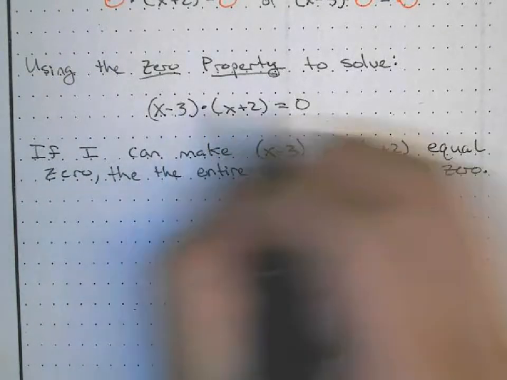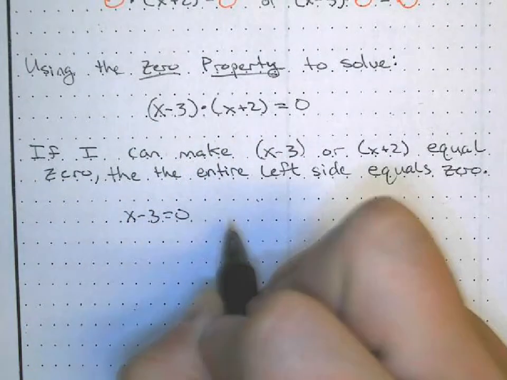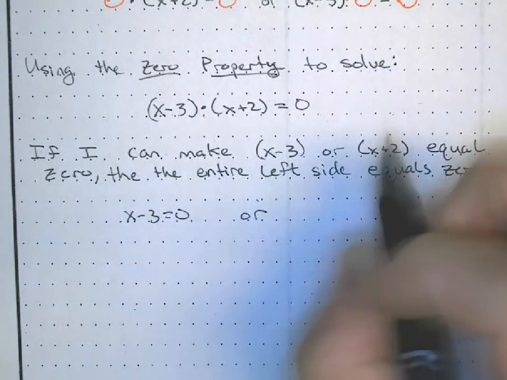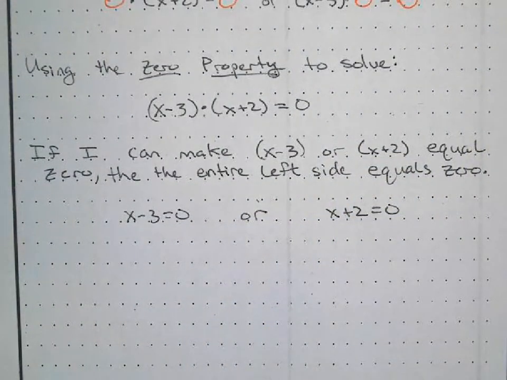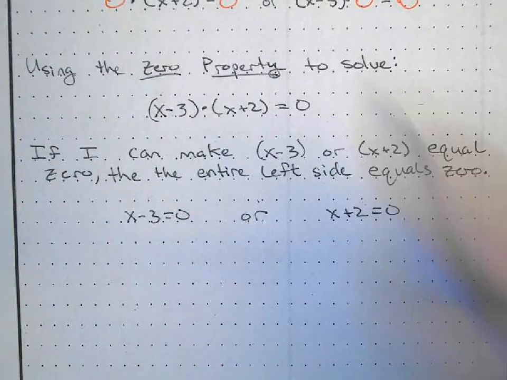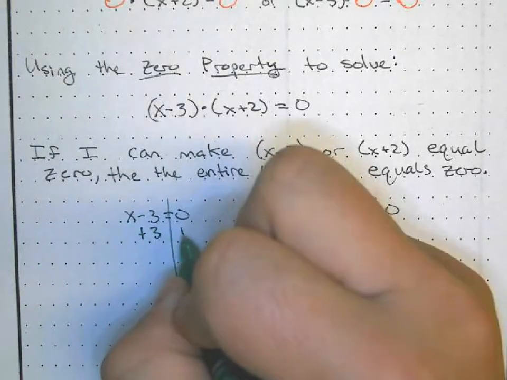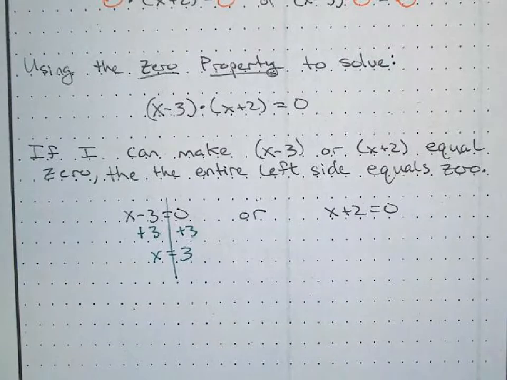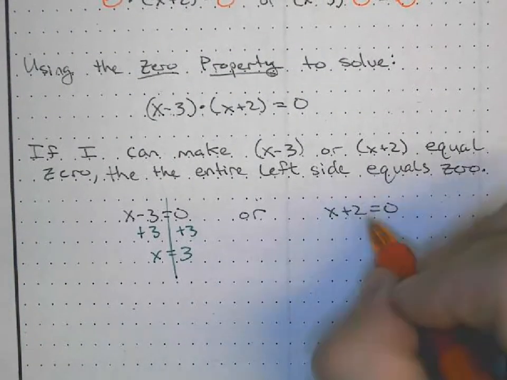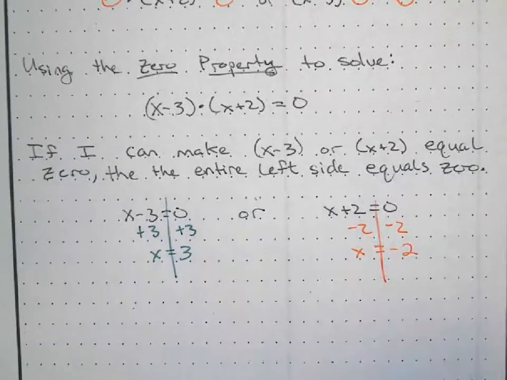So to do that, I will set each piece equal to 0. So I can say x minus 3 equals 0, or x plus 2 equals 0. Now I'm just solving some pretty straightforward, relatively easy one-step equations. Add 3 to both sides on this one, and I get x equals 3. Over here, I can subtract 2 from both sides, and I get x equals negative 2.